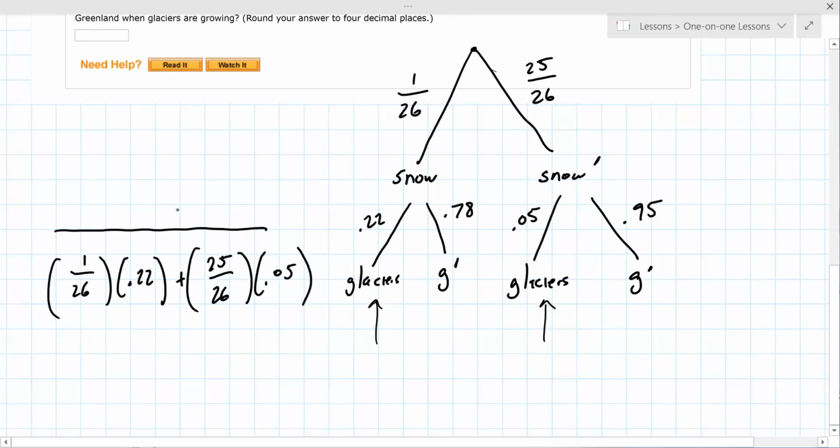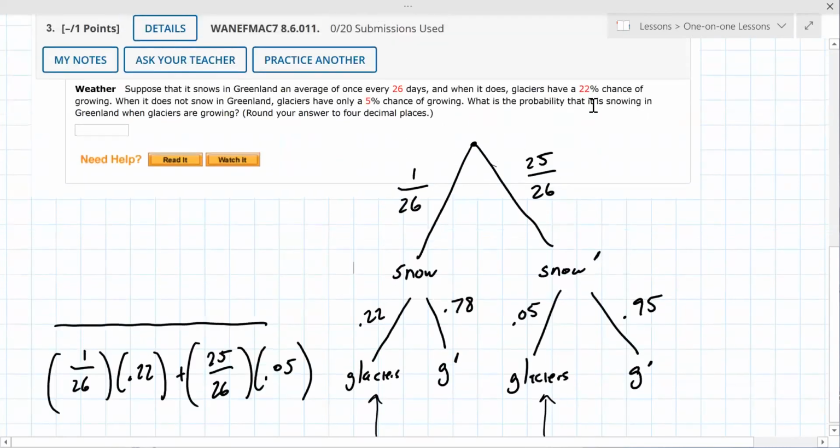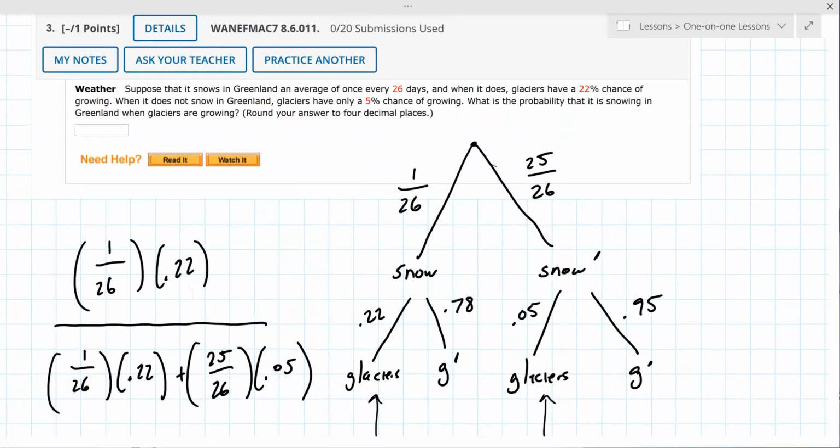And like I mentioned before, one of these is going to go up in the top. It ends up being this one because this is the one where it says the probability that it is snowing. So you just grab it, 1 over 26 times 0.22. Let me multiply this out.